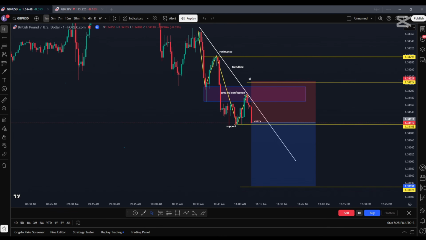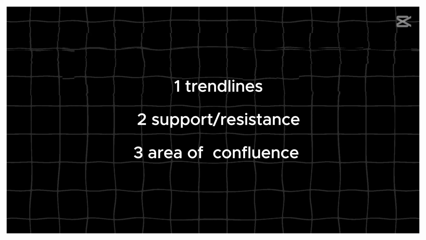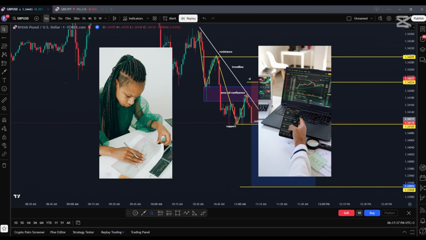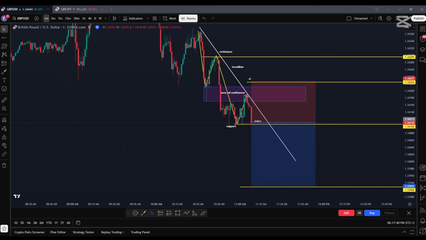Today we are diving into a powerful GBP short trade setup that combines trend lines, support and resistance, and areas of confluence for a clean technical entry. Whether you are new to trading or an experienced price action trader, this setup is one you need to see.